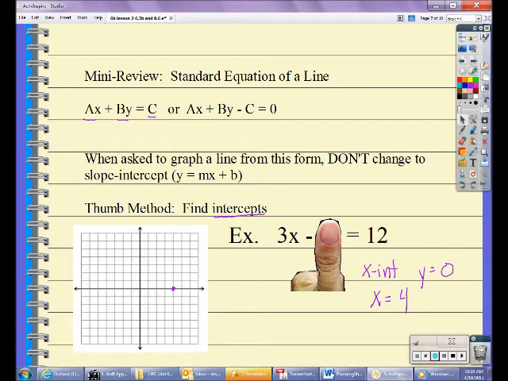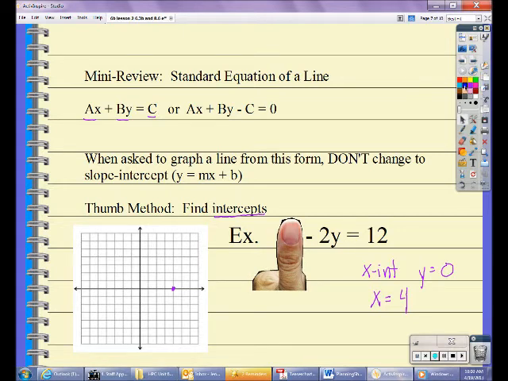Next, you move your thumb to find the y-intercept. Now, in the y-intercept, that means x equals 0. So you're solving the equation, since the x term disappeared, negative 2y equals 12. Divide by negative 2 and you get negative 6, and that is your y-intercept.